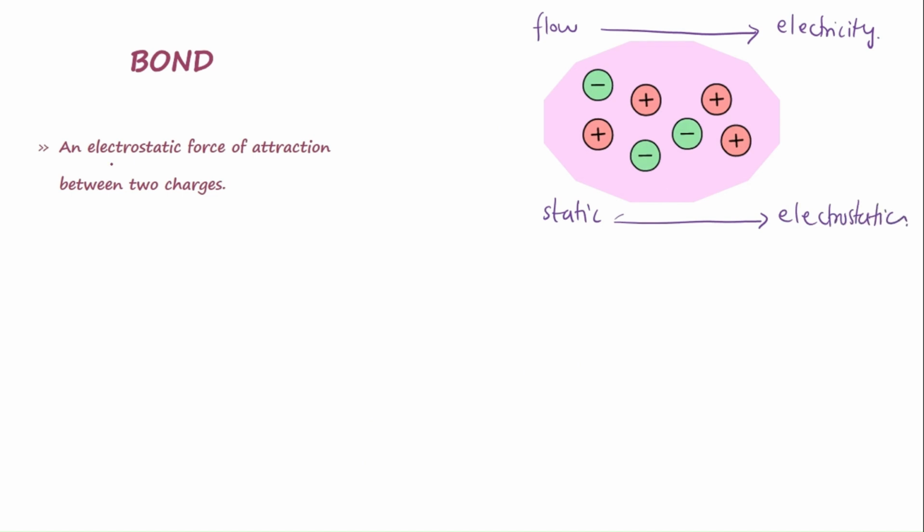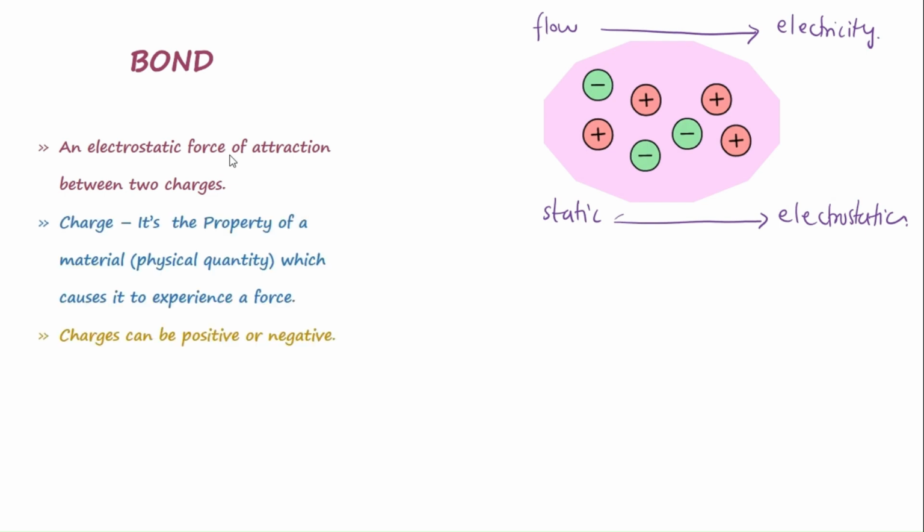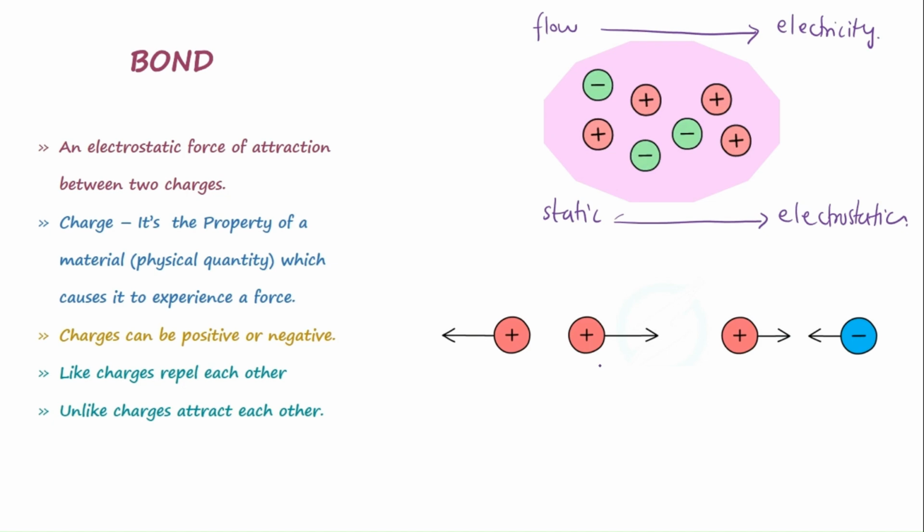Now, as I said, a bond is an electrostatic force of attraction. It means when a chemical bond is formed, it is basically a static electric force between two charges. Now, charges can be positive and negative. If they are opposite charges, they always attract each other. And if there are similar charges, like two positive charges or two negative charges, placed close to each other, they always repel each other. So there is a force of repulsion between like charges, and a force of attraction between unlike charges.